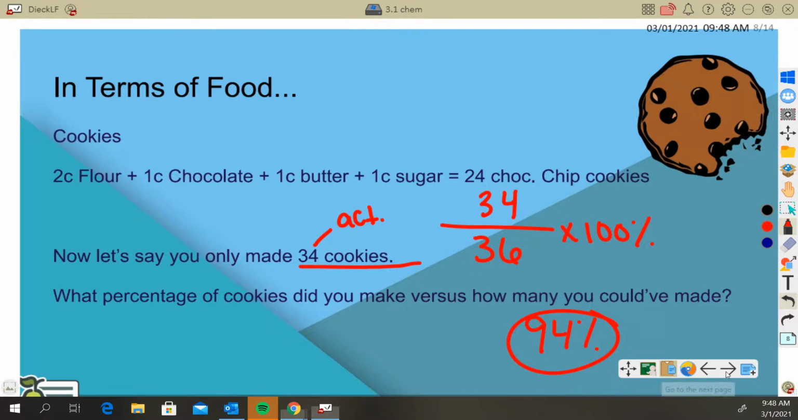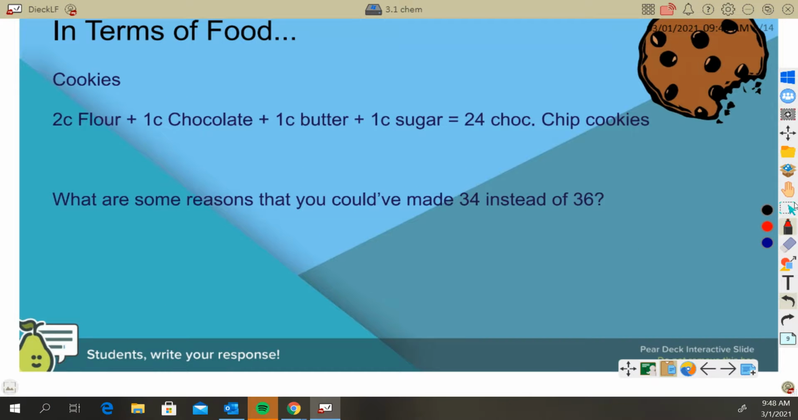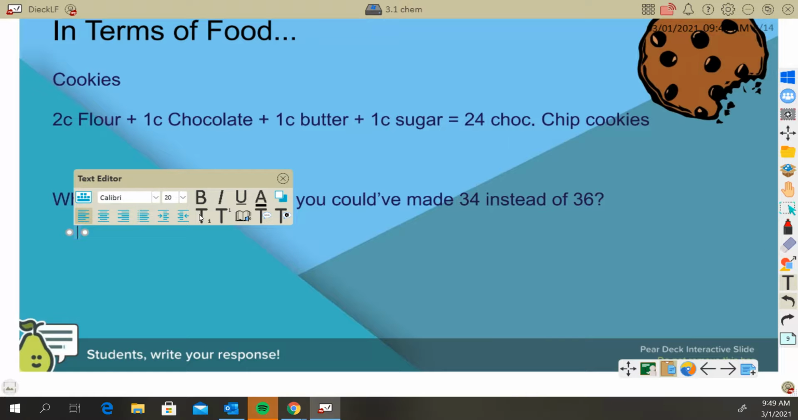So the next question I have for you is, what are some reasons why we made 34 instead of 36? So what could be some reasons for that? We made them too big. All right, what else? Okay, we lost some ingredients. Like spill or something?